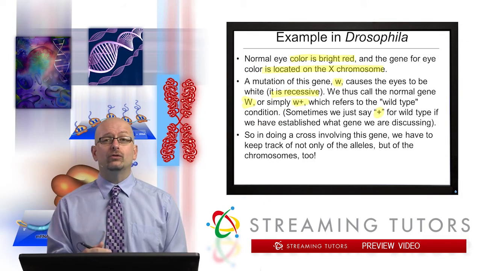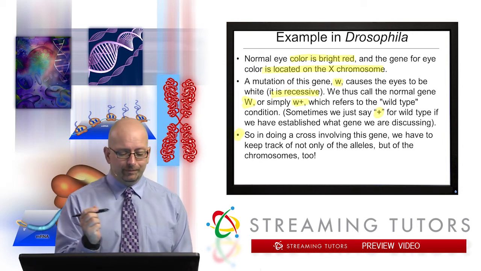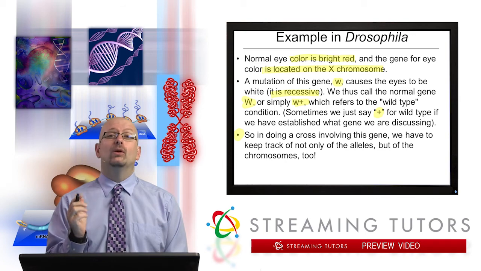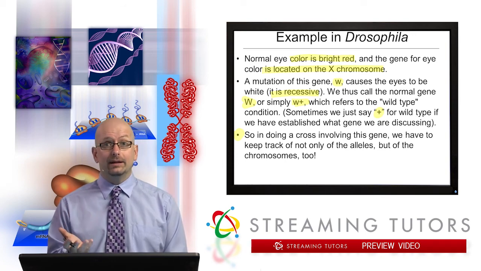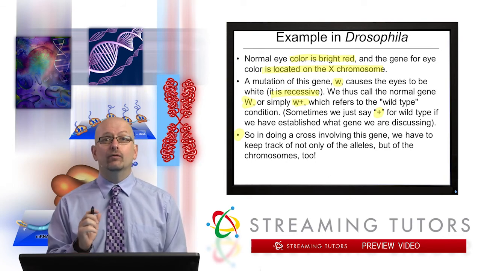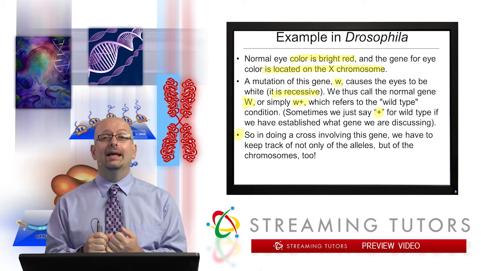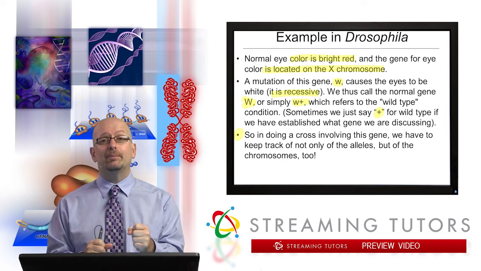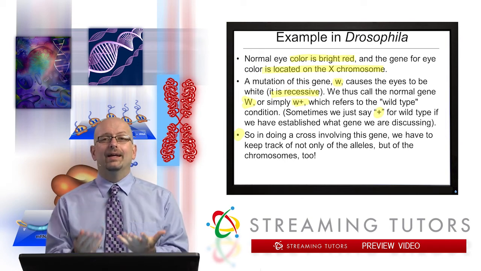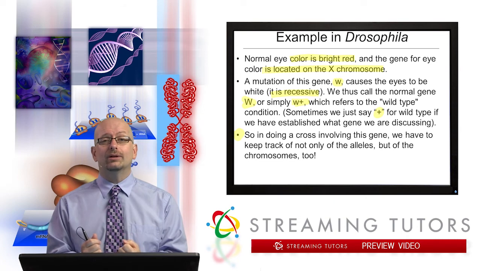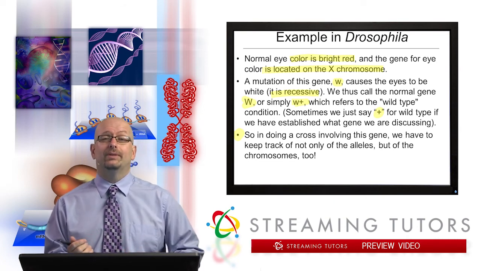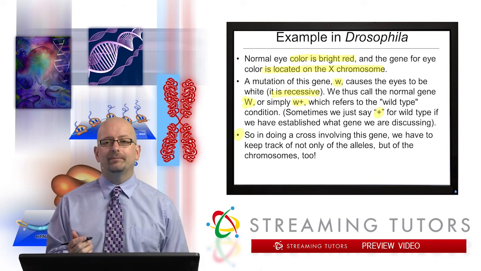So the bottom line is this. If Mendelian principles still hold, if we're going to do a cross involving this gene, we have to not only keep track of the alleles, which is what a normal Punnett square does, but we also have to keep track of the chromosomes. So it's a little bit more complicated, but please keep in your mind the exact same principles are happening here. It's just different because when a gene happens to be on the X, as we're going to see, there's differences between the two sexes because females have two X's and males have an X and a Y.